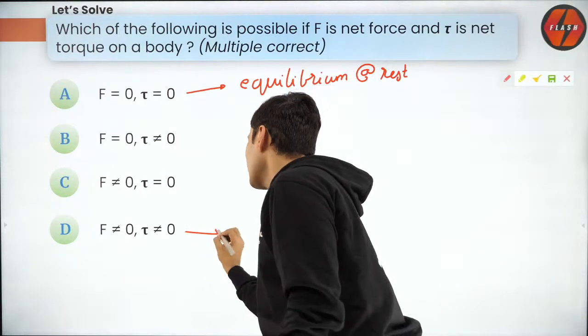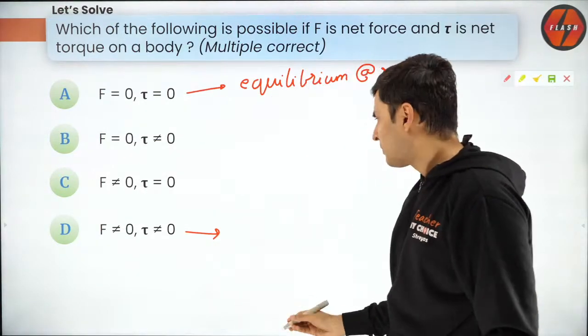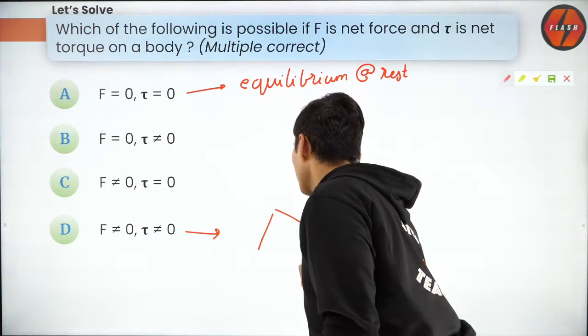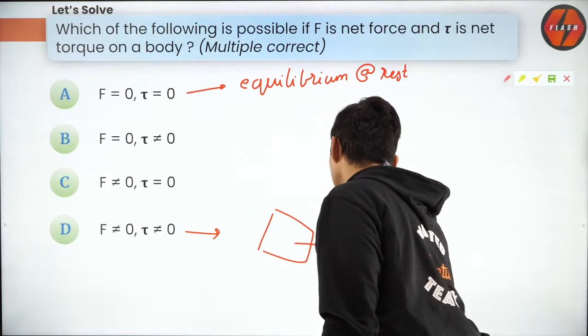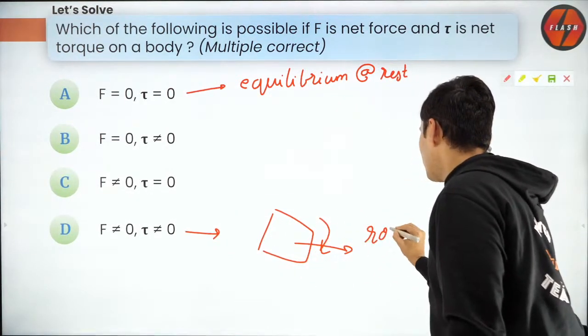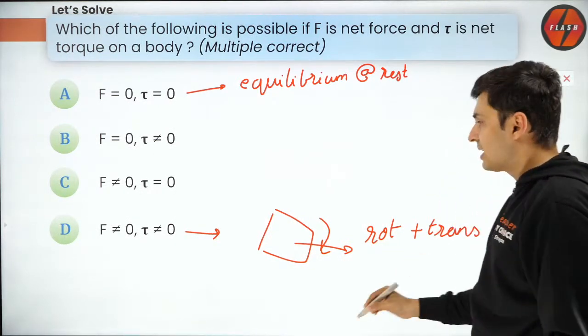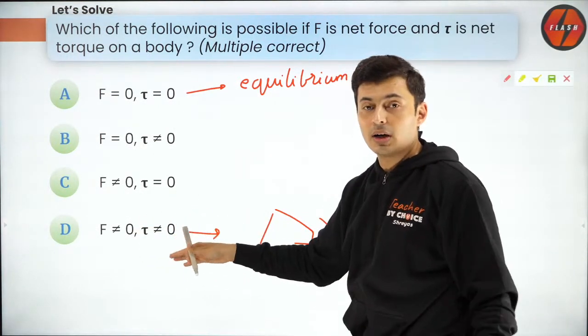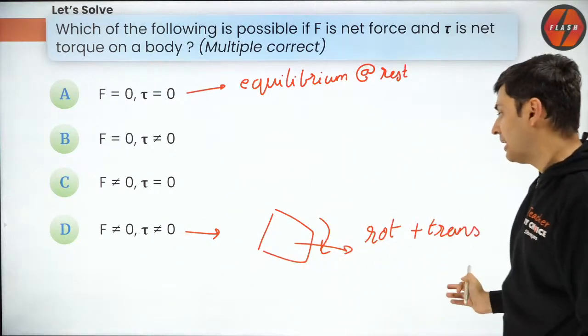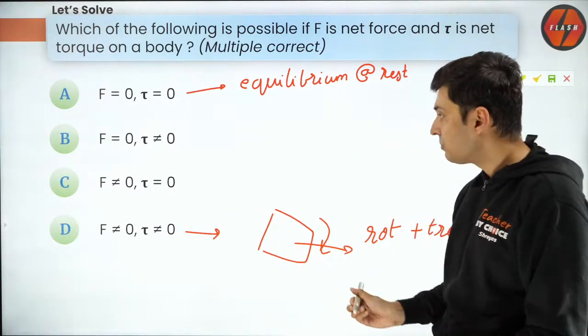D. Yes, most of the time this is true. Maybe that body is rotating and translating. So rotation is also there, plus translation is also there. That's why force is not cancelling out, and torque is not cancelling out. So both the motions are there.